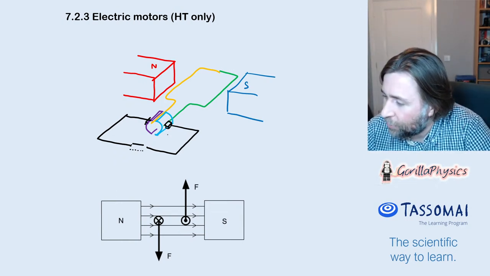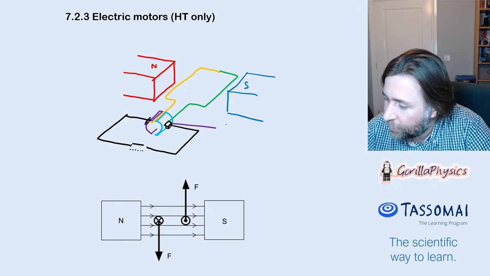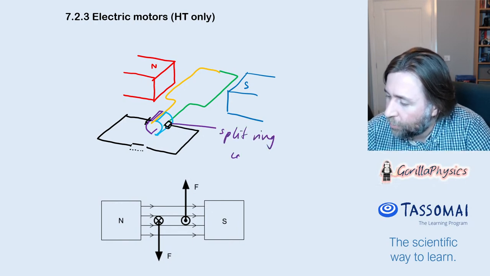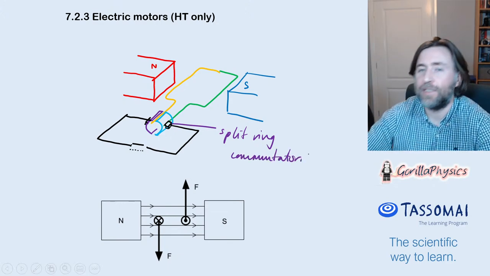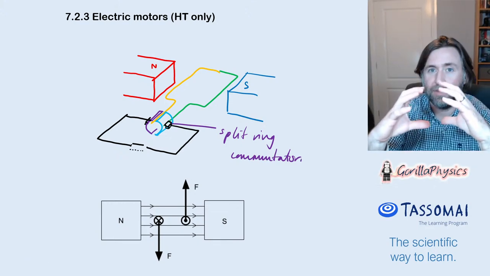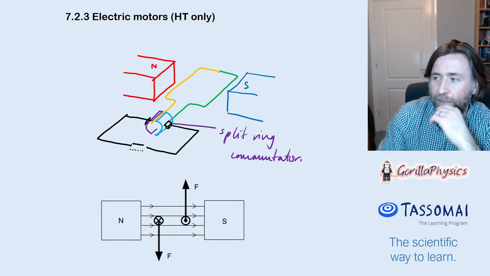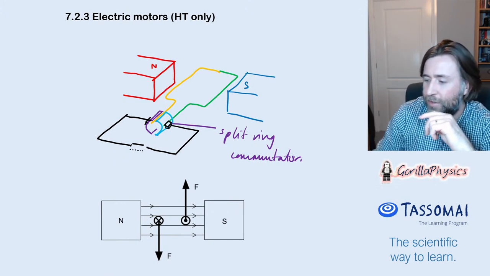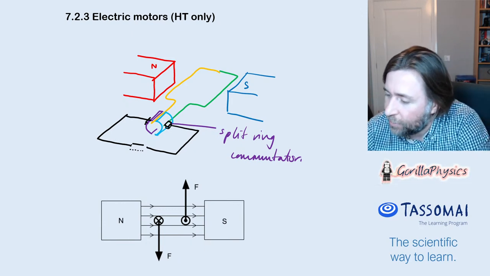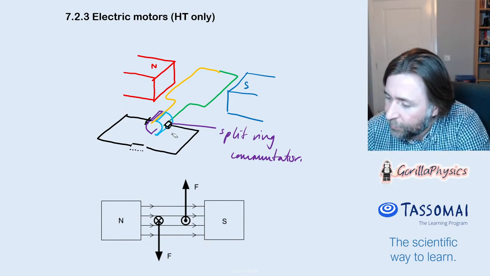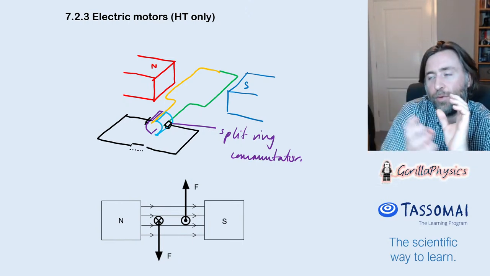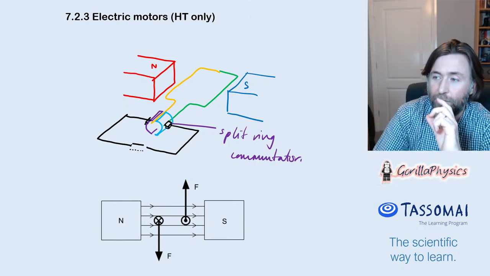And you've got this thing here called the split ring commutator. I'm going to label that up and leave it there. Now that's basically a set of rings that are split, and they are attached to the coil. As that rotates, that changes connection with these little gizmos next to it, the brushes. Those brushes brush up on one side of the ring, which is connected to one side of the coil, and then they brush up and connect with the other side of the ring.